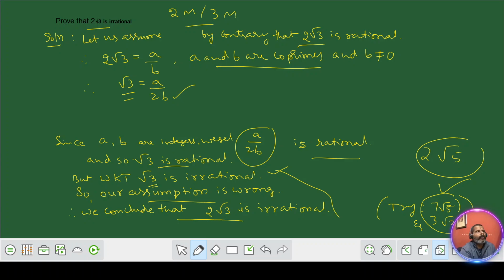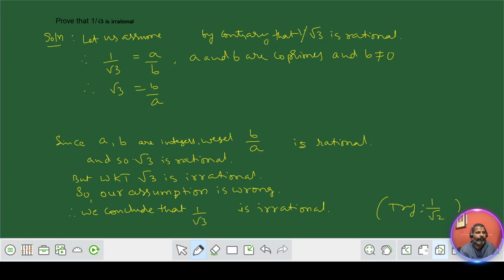We'll see one more, which is in the reciprocal, I mean fraction form. Prove that 1 by root 3 is irrational. In similar ways, let us assume to the contrary that 1 by root 3 is rational. It's our assumption. Let it be rational. Then at the end we make out our assumption is wrong and we come back that the given is irrational. So when we assumed it as rational, we say 1 by root 3 is equal to a by b, where a, b are co-primes and b not equal to 0. Solve for root 3. Root 3 equals b by a, right? Or just take the reciprocal of it.